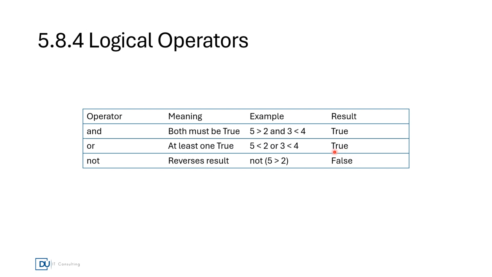And finally, we have the not operator where it reverses the result. So 5 greater than 2 is true. But because we have a not operator here, it inverts the result. So the final result is now false.